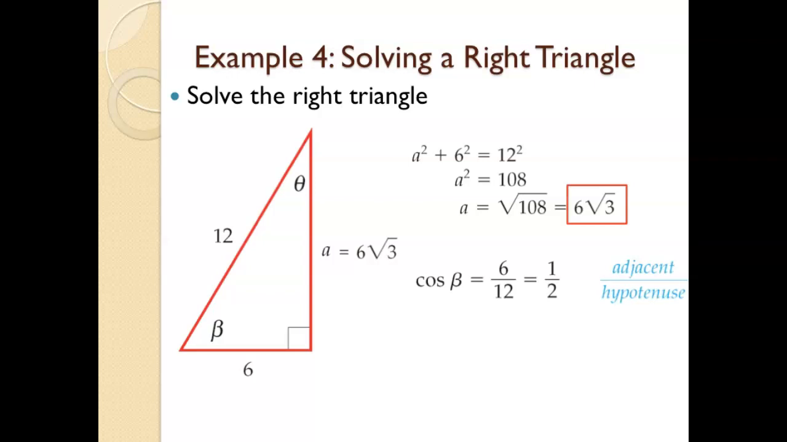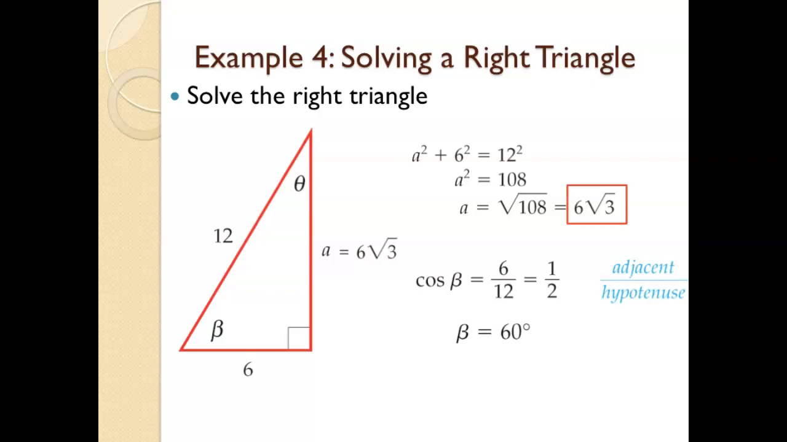So let's say you want to solve for beta. Now you have the 6 and the 12, and 6 is adjacent to beta, and 12 is the hypotenuse. So cosine of beta is equal to 6 over 12, which is equal to 1/2. But if you're solving for the angle measure, this is where you want to use the inverse cosine function. So beta is equal to inverse cosine of 6 over 12, which will give you 60 degrees.